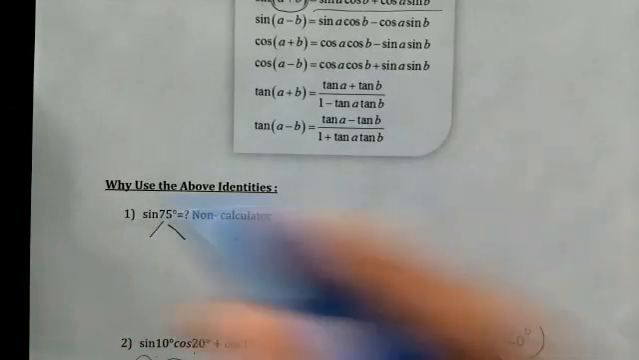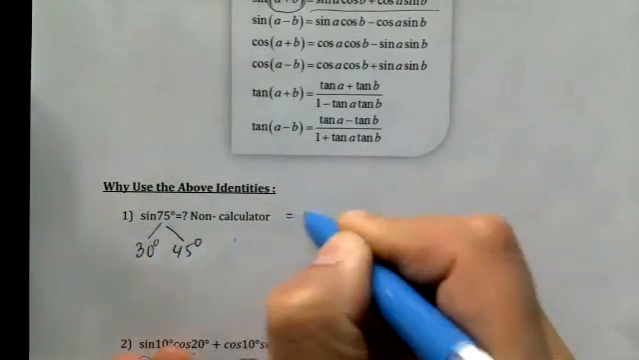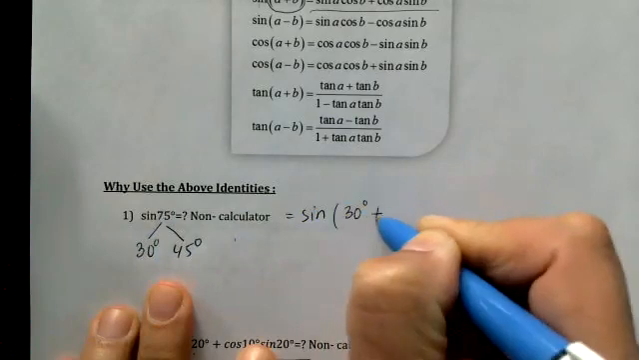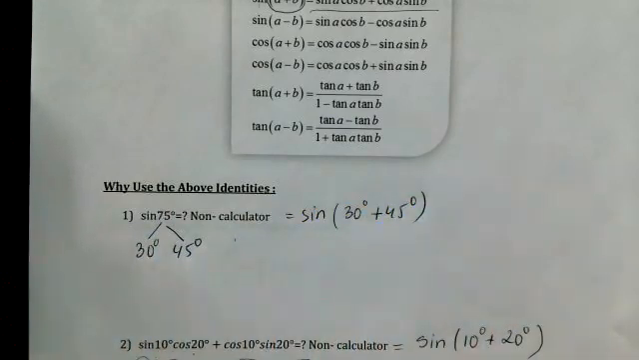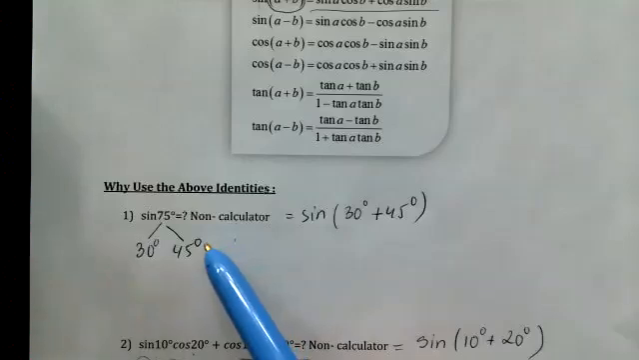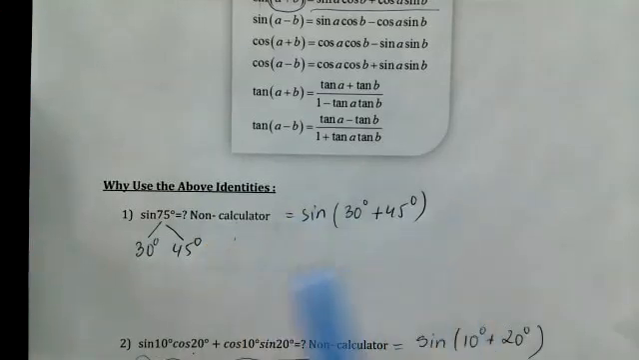So what are two angles that we know? 30 and 45. And then we have sine of 30 plus 45. This is a question I get a lot: how do I know it's sum or difference? Because you're the one that chooses the angles. So if you say 75 is made of 30 plus 45, then it's the sine of a sum, because that's how you get 75.